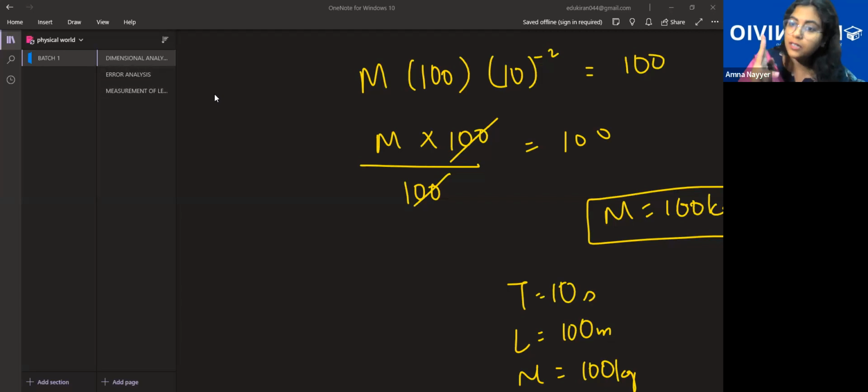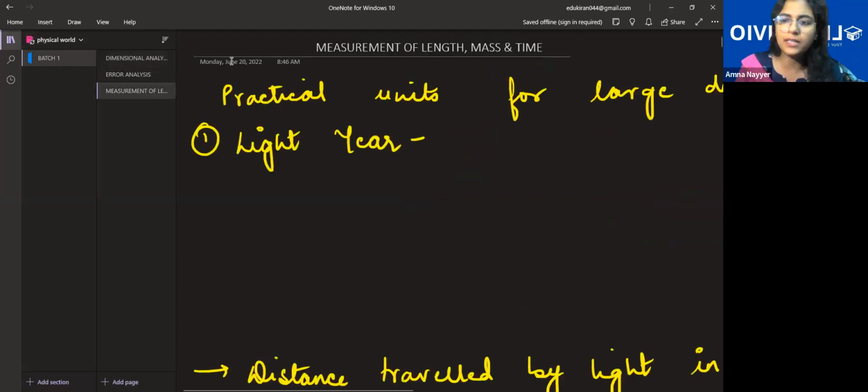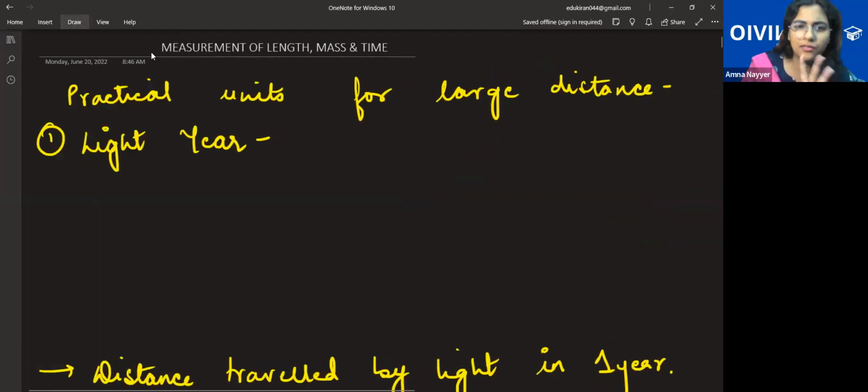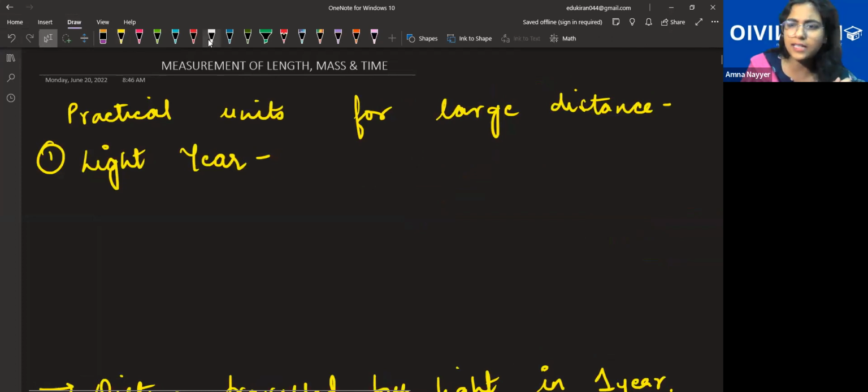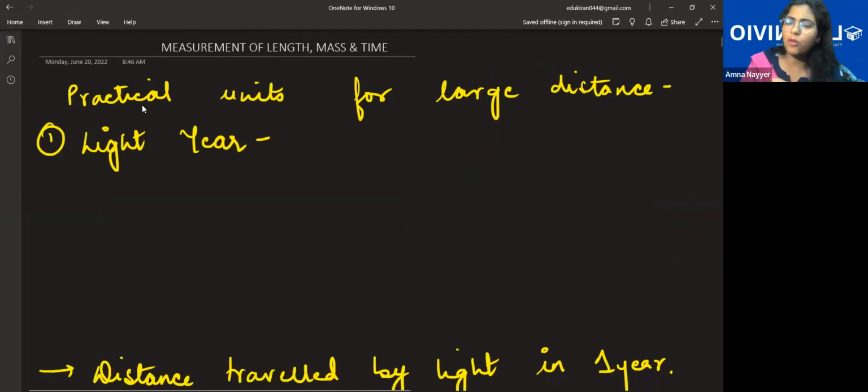The last part, the third part of this actual chapter, is measurement of length, mass, and time. Now see, for measurement of length, mass, and time, I have written it in a very concise manner. Only the things that are important, not for your exam. This part, measurement of length, mass, and time, is not important for your exam. Very few questions come from this. Usually the questions are from your dimensional analysis, because that is much more important.